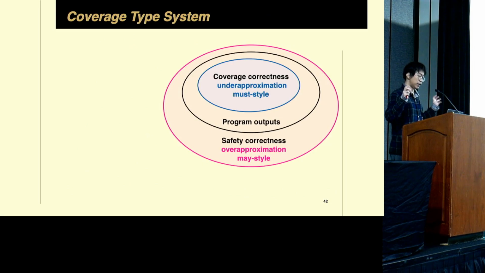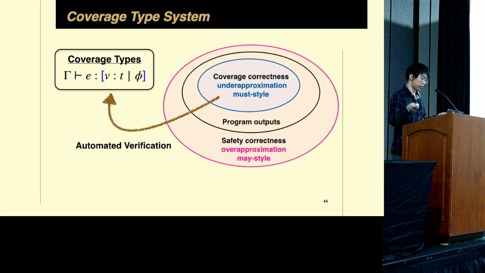In general, if we want to verify the coverage correctness instead of the safety correctness, we need to interpret the specification as under-approximation instead of over-approximation. And we need to perform a must-style verification instead of a may-style verification. So in order to do that automatically, we introduce our coverage type system.